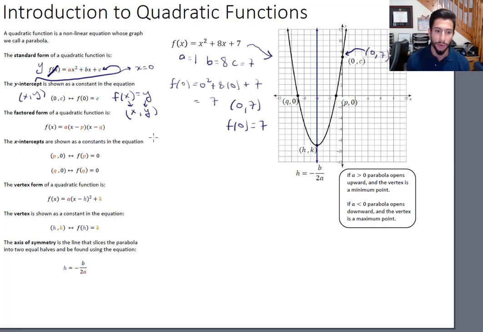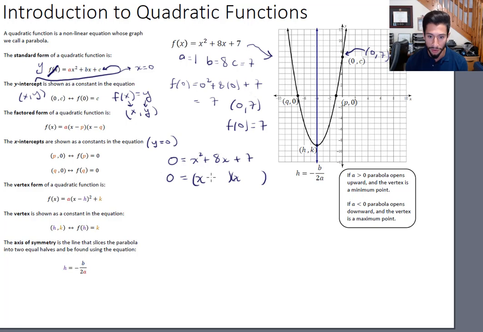Before I do that, remember, the x-intercept is when y is equal to 0. So for the y-intercept, x is 0. For the x-intercept, y is 0. Don't forget that. So I'm going to set this thing equal to 0 first, right? So 0 equals x squared plus 8x plus 7. Now I'm going to factor.